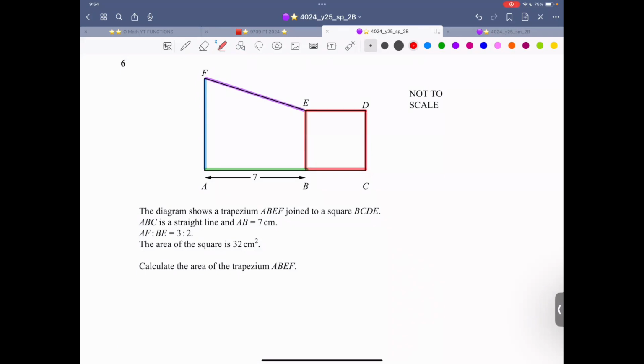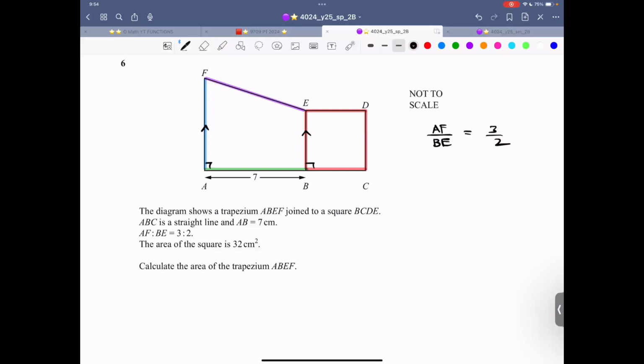Now it says the diagram shows a trapezium joined to a square. ABC is a straight line. AB is equal to 7. AF to BE is 3 is to 2. Let me write over here: AF to BE is 3 is to 2. That is the ratio of AF to BE. And these two are parallel sides because it's a trapezium. This is vertical. This is also 90.